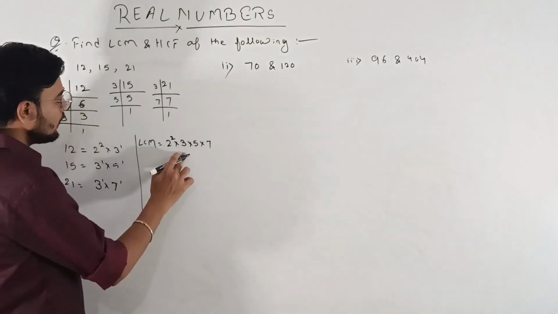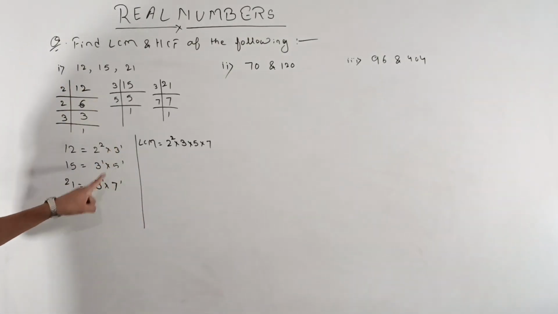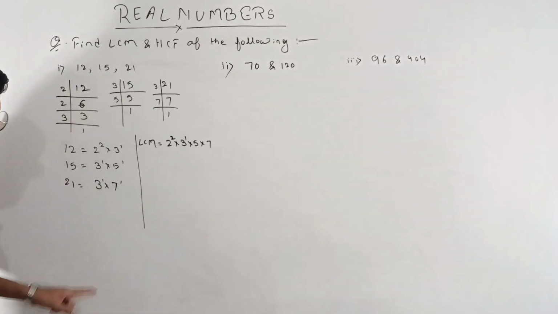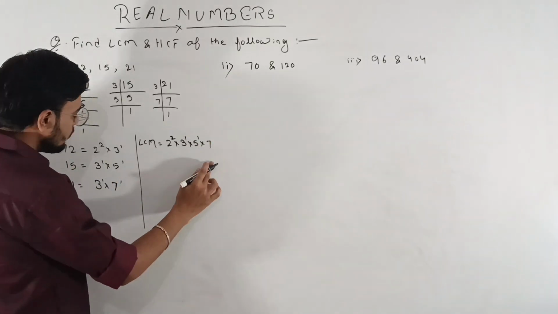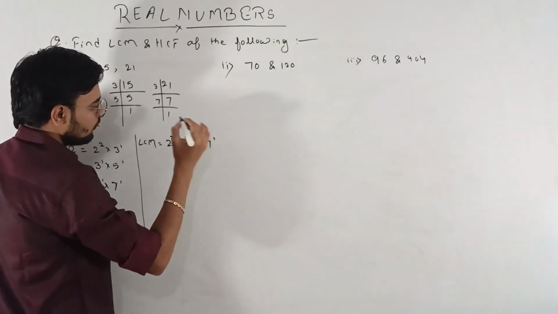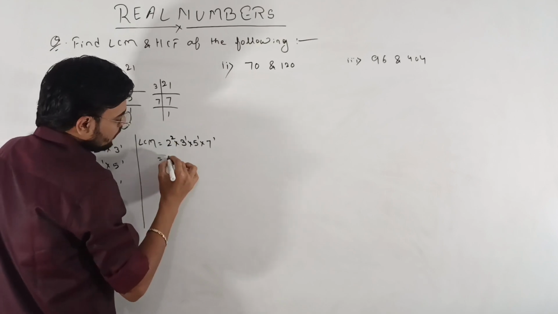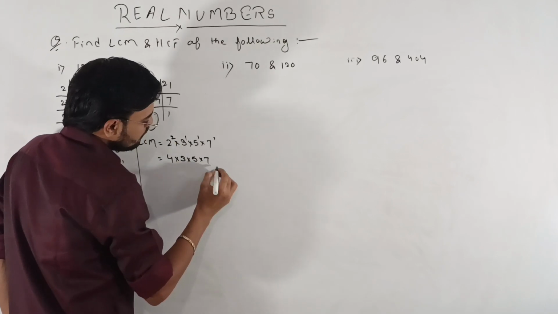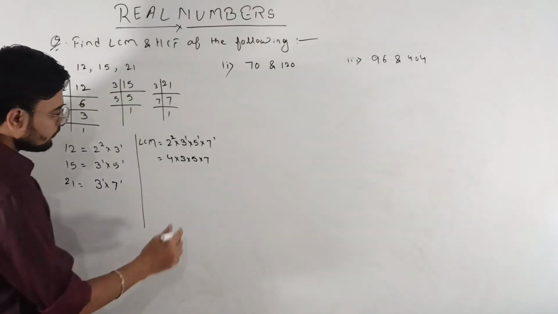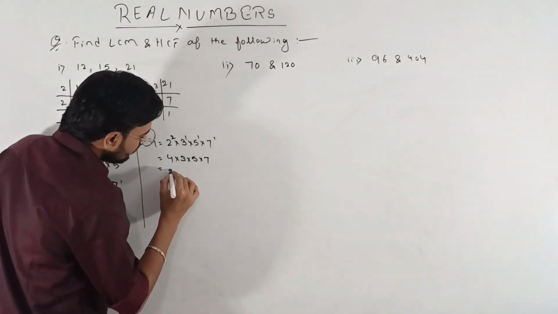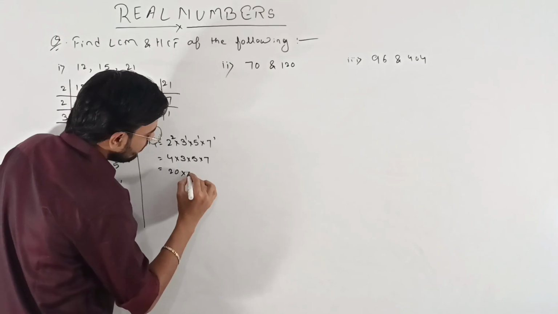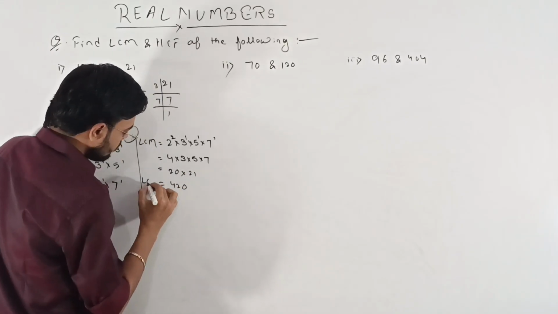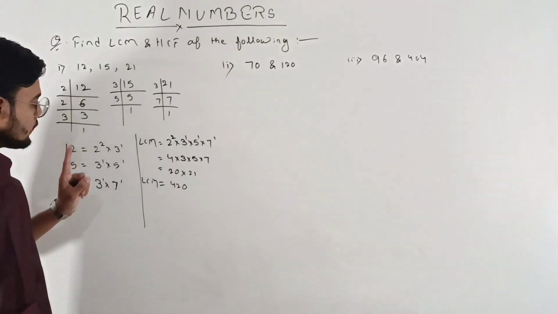Highest power of 3 is 1. Highest of 5 is 1. And highest of 7 is also 1. Okay, now calculate this: 4 into 3 into 5 into 7. Then 4 fives are 20. 7 threes are 21, 21 twos are 42. Then LCM is 420.